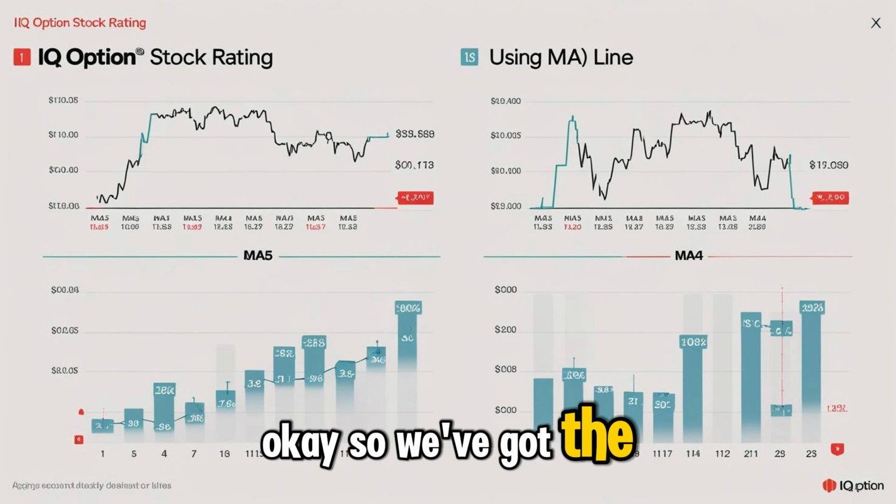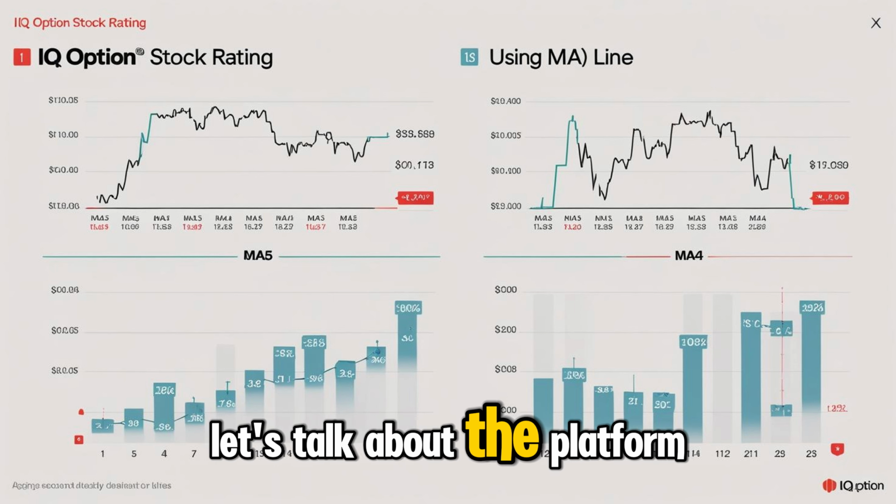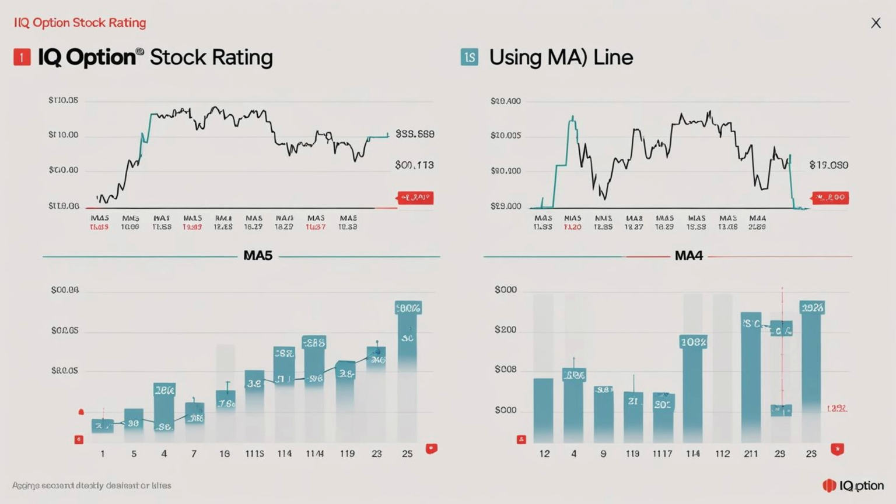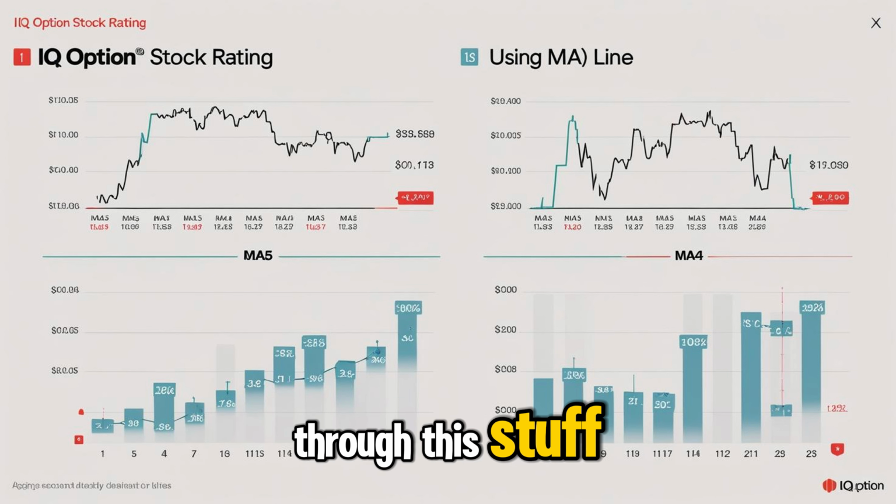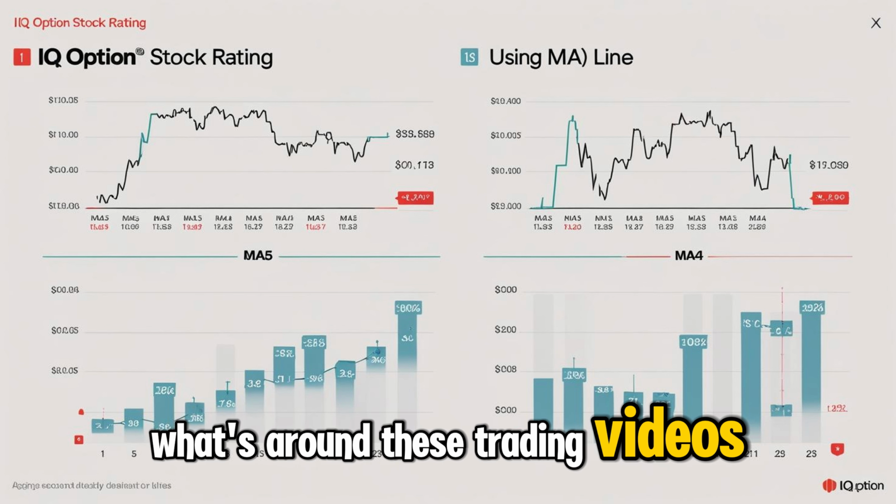Okay, so we've got the strategy, the lifestyle pitch. Let's talk about the platform itself. TikTok. What's it actually like scrolling through this stuff? What's around these trading videos?